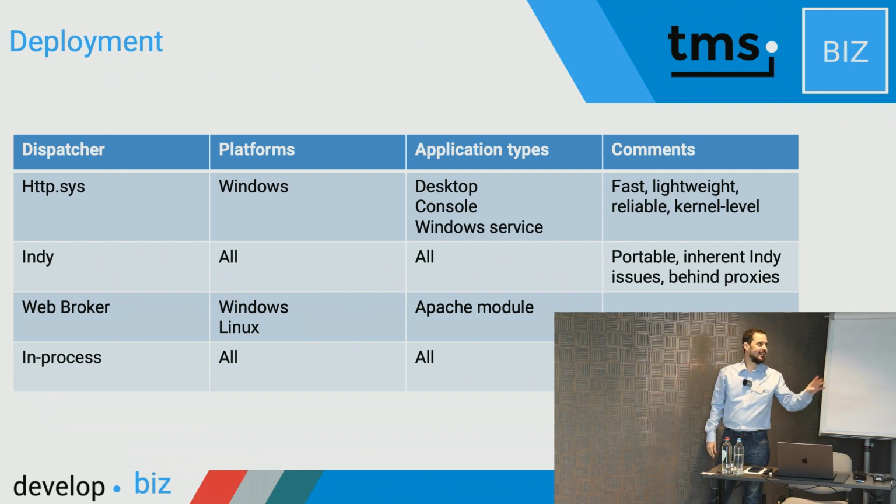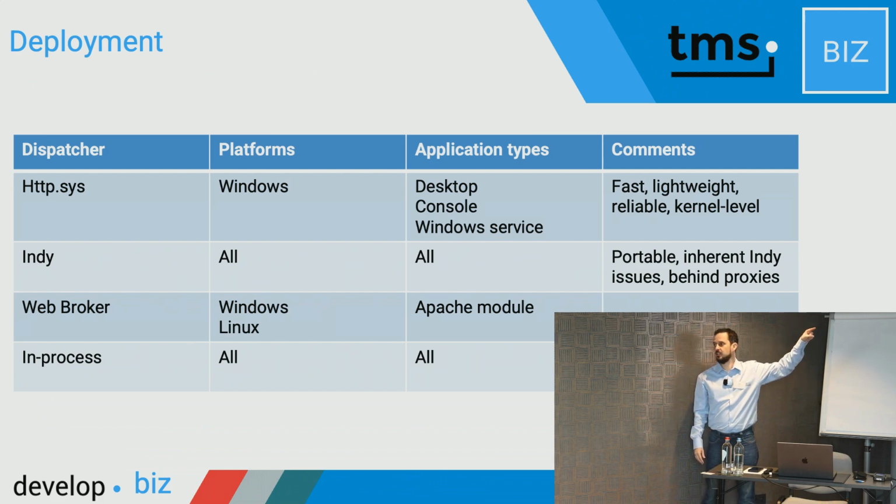All right? So, for dispatchers, there's http.sys, which is specifically for Windows. Indy, so you can still use Indy for Linux and Android. We have customers running Sparkle servers on Android tablets. And you can have web broker, the regular web broker that's mostly used for the Apache model. And we have an in-process dispatcher for local applications. It's mostly used for tests and debugging. You can run, for example, unit testing using an in-process dispatcher, so you can do requests and responses without having to worry about HTTP. It's just in-memory processing. Okay.